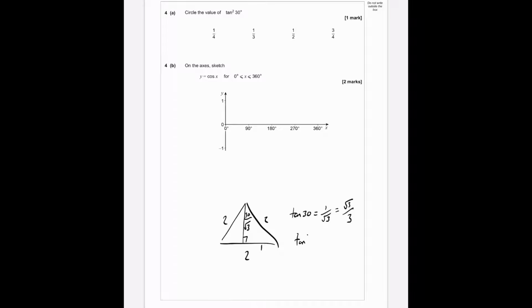which when you rationalize the denominator is root 3 over 3, or if you've just memorized that, that's absolutely fine. Squaring root 3 over 3 gives you a third. For cos x, cos of 0 is 1, cos of 90 is 0, cos of 180 is minus 1, cos of 270 is 0, and cos of 360 is 1, and that gives you the cosine shape, which I've poorly drawn in there. There you go.